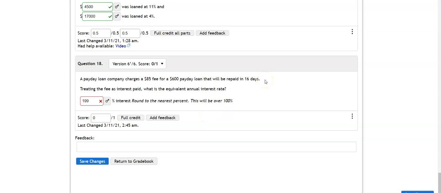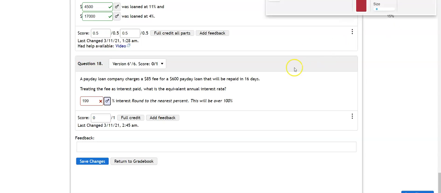Okay, so let's look at this problem. A payday loan company charges an $85 fee for a $600 payday loan that will be repaid in 16 days. Treating the fee as interest paid, what is the equivalent annual interest rate? Now, notice there's no compounding here. This is a simple interest problem.